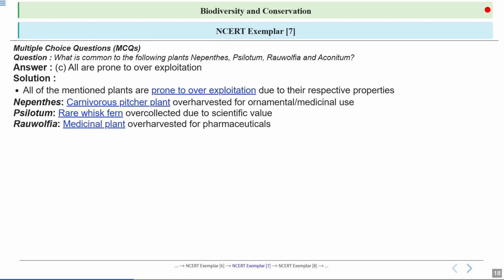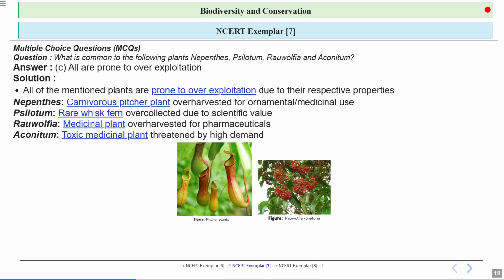Now, Rauwolfia is a medicinal plant that is commonly used in pharmaceuticals due to its active compound, reserpine, which is used to treat high blood pressure. However, it is also being over-harvested, which means people are collecting more of it than can be naturally replaced, leading to a decrease in its population. Aconitum is a toxic medicinal plant that is in high demand due to its medicinal properties, but it is also threatened because of its demand, which puts it at risk of overharvesting and habitat loss. So this is an image showing you pitcher plant and Rauwolfia vomitoria.